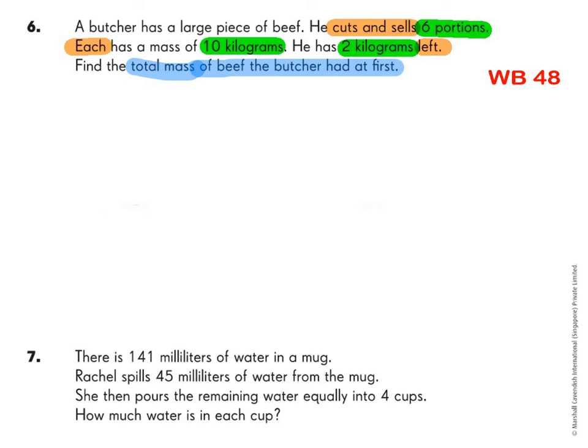Okay, so those are the key words. So now let's take a look at what the bar model should look like. Okay, so here's the bar model. Now let's remember that he's going to cut and sell 6 portions, and they're going to be the same size, and they're each 10 kilograms. So we have 6 equal boxes, and I want you to think about what number goes in those equal boxes. And then he has this much left over. So use what you know about this to figure out number 6.